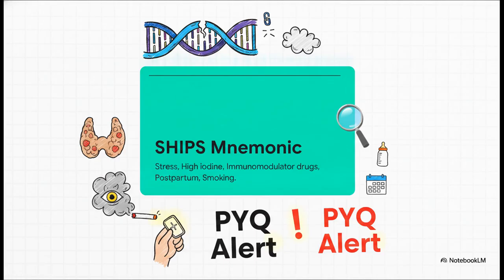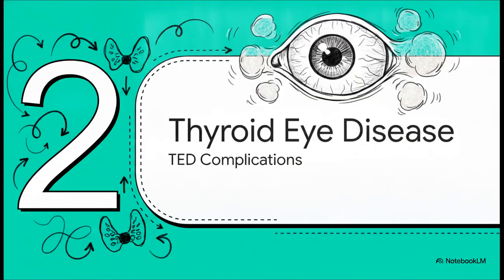I really want to sound a major PYQ alert, a past year question alert, for two of these in particular. First, the postpartum period carries a massive threefold increase in the occurrence of Graves' disease. And smoking? It's not just a moderate risk for the disease itself, it is a major risk factor for developing severe ophthalmopathy. Moving on to Section 2, Thyroid eye disease.